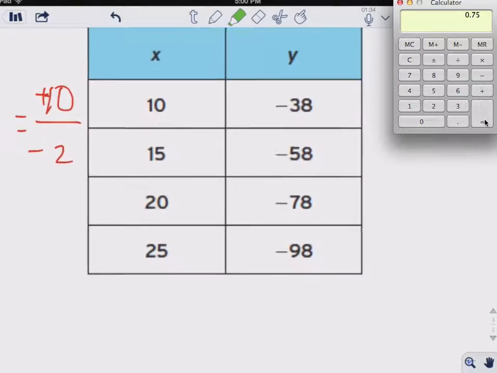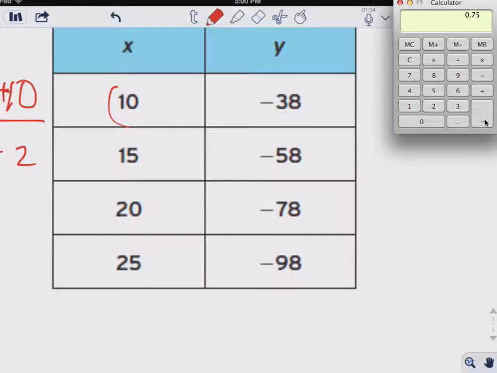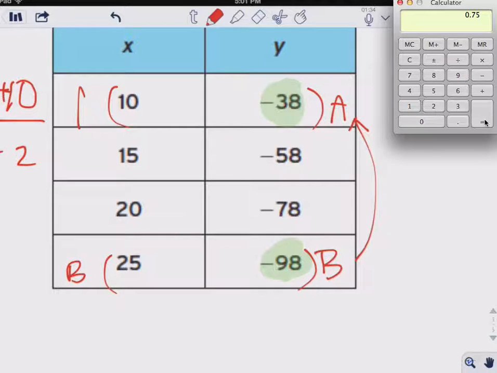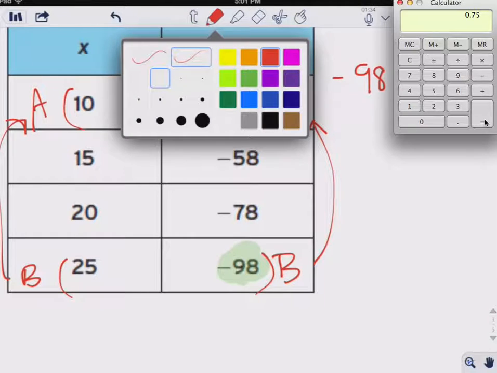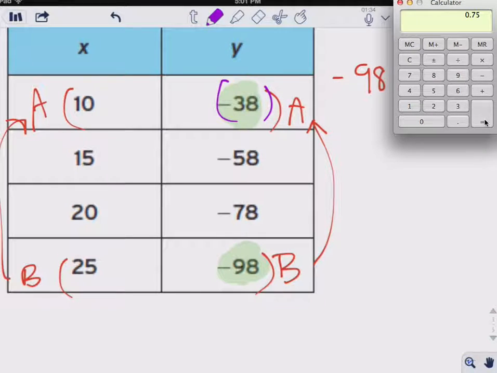Okay? This one here, I'm going to take 10 and 25. So if I take 10 and 25, I'm going to choose that. It doesn't matter which two you choose. Your answer will come out the same. I'm going to go B to A. I'm going to go this way. B to A. Okay? So, B to A, then it's -98, minus -38. Oh, that changes this to a plus right here. Okay?